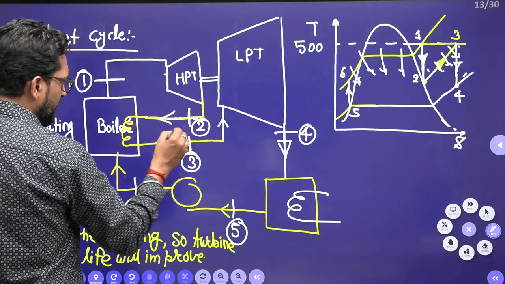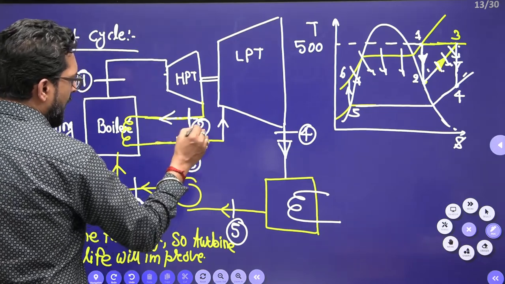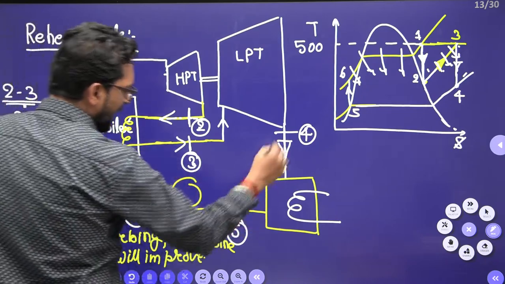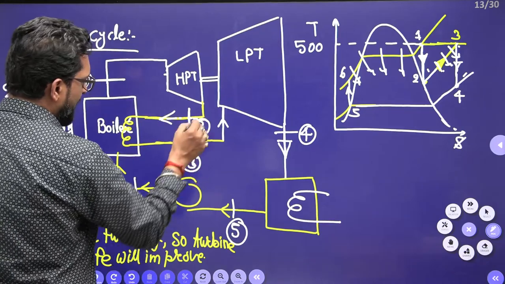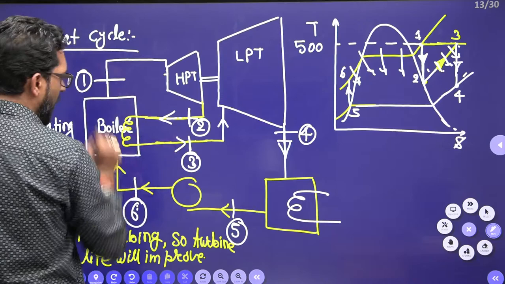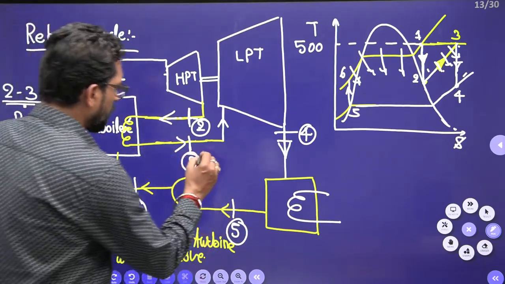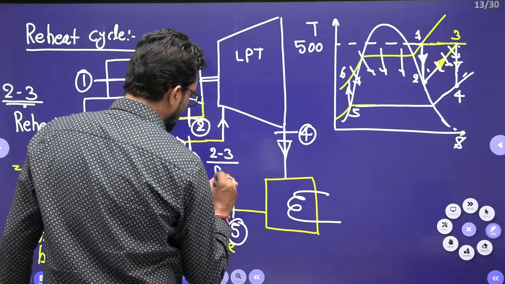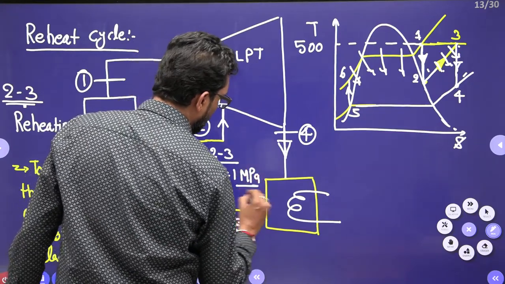So 2 to 3 is the reheat pressure, and reheat pressure is in between the boiler pressure and condenser pressure. That means 2 to 3 is the intermediate reheat pressure. You can say the reheat pressure is less than the boiler pressure but higher than the condenser pressure. So the reheat pressure 2 to 3 is 1 megapascal. It is given, 1 megapascal.